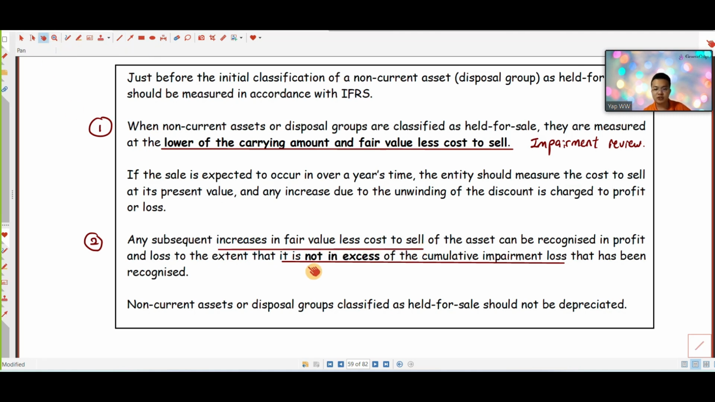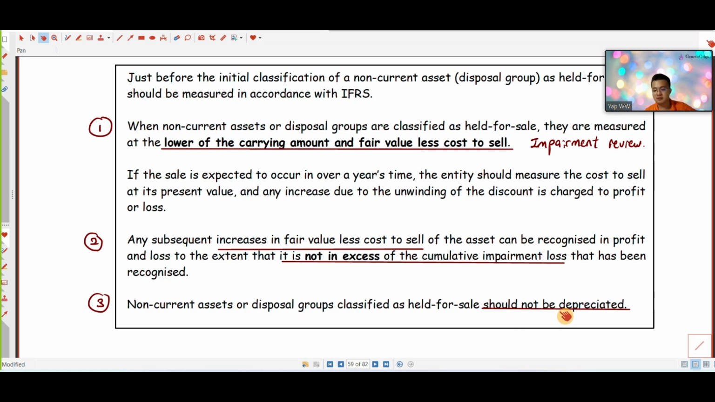This is the same logic as what we have done just now for the impairment losses. Number 3, no depreciation. That is why there are a lot of conditions for us to fulfill. If we don't fulfill those conditions, we cannot put those assets under asset held for sales, because asset held for sales are not required for depreciation.